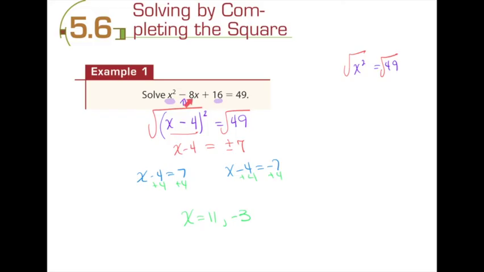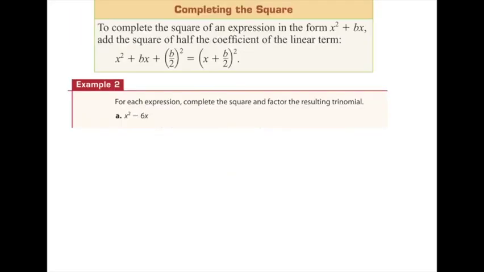If I take the 8 and I cut it in half, what do I get? 4, right? And then if I square that, what do I get? 16. Yes, that's how it will always work out. This middle guy cut in half, squared will be the third guy, okay? And that's going to be a perfect square trinomial. So when you don't have a perfect square, that's how you force one.